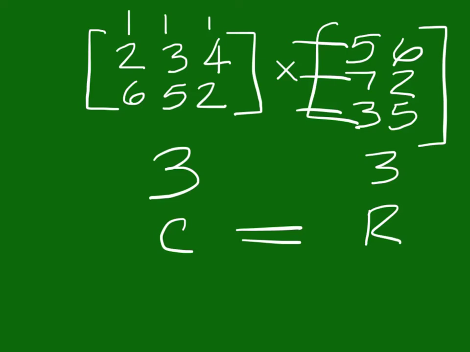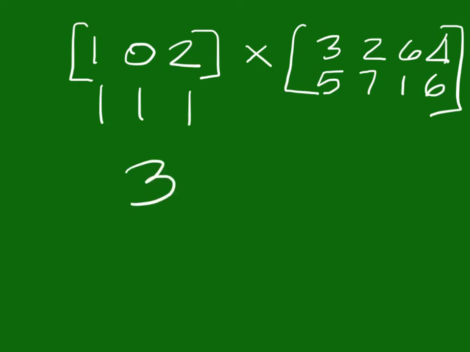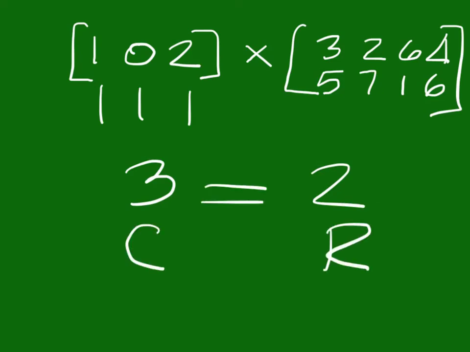Here's another one. 1, 0, 2, 3, 2, 6, 4, 5, 7, 1, 6. How many columns are in the first one? Yeah, we have 3 columns there. How many rows in the second one? 2. 2 rows, 3 columns. That does not equal up, so you cannot multiply those together.